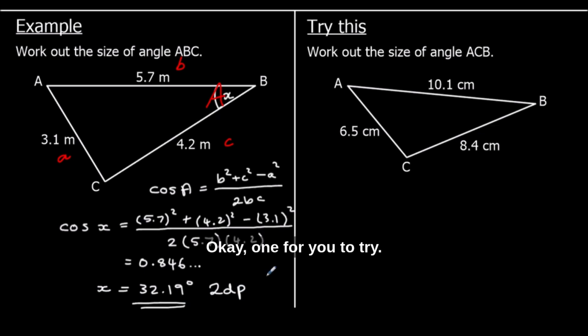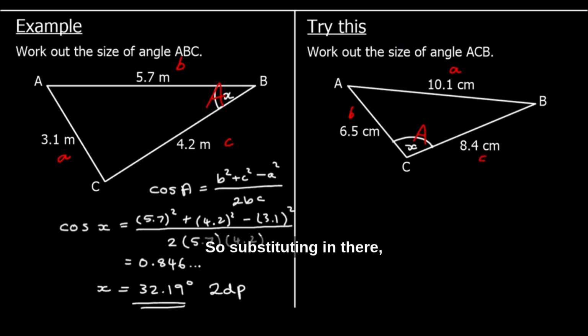Okay, one for you to try. So pause the video and have a go. We want ACB this time, ACB. So that's x. Again, it's the cosine rule for angles. So cos A equals B squared plus C squared minus A squared over 2BC. So big A is going to be our angle. Opposite big A is little a. And the other two are called B and C.